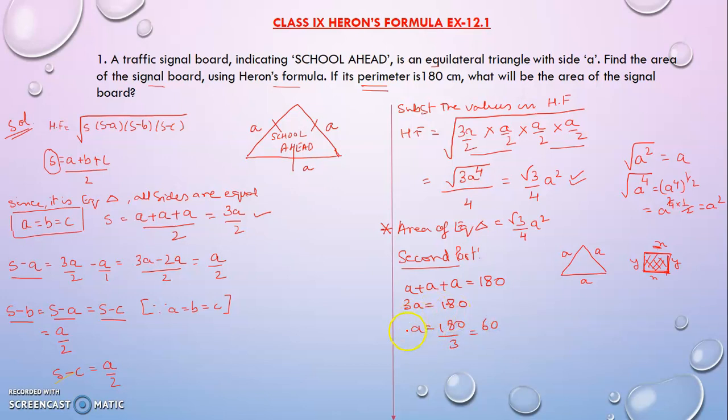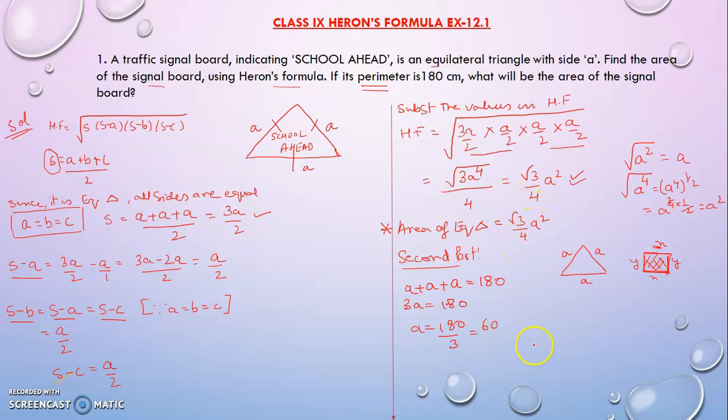This means we have already calculated A. If one side of this triangle is 60, what will be the other two sides, students? Obviously 60, because it is an equilateral triangle. Now it is asking what will be the area of the signal board. So what is the area of the signal board that we calculated in the first part?